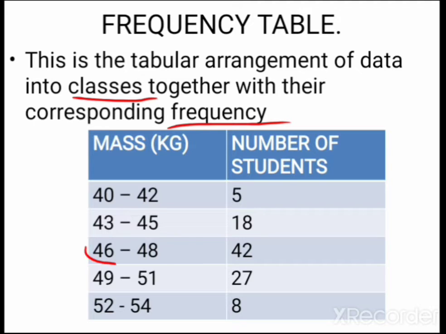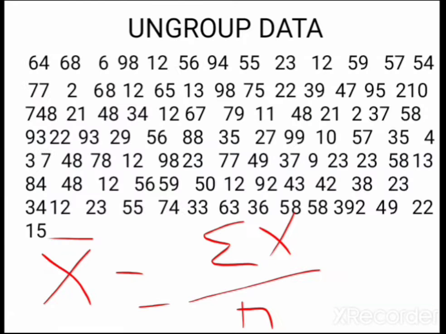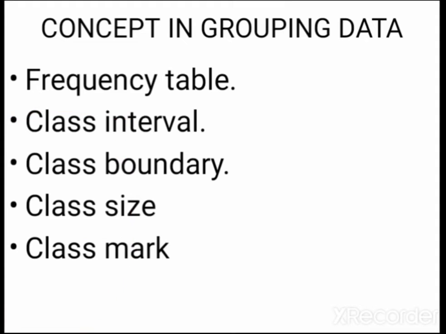Between 46 to 48 kilogram, we have 42 students that have such a weight. So when we talk about a frequency table, we're talking about the arrangement of data into their various classes together with their corresponding frequency. This data we have here can be arranged into a frequency distribution table. We will look at that as we proceed.